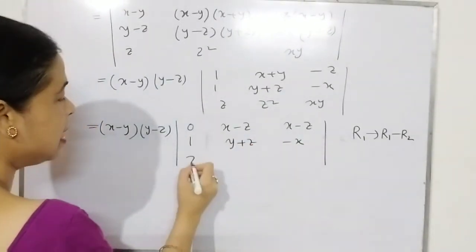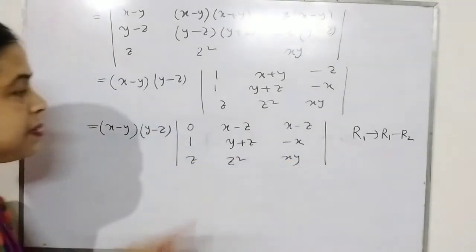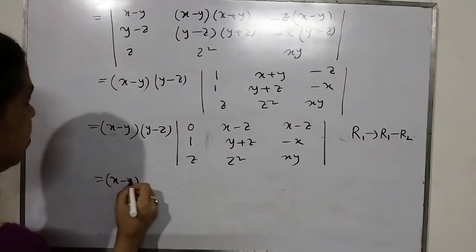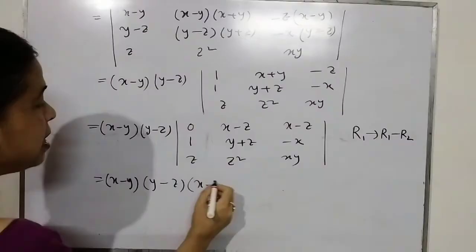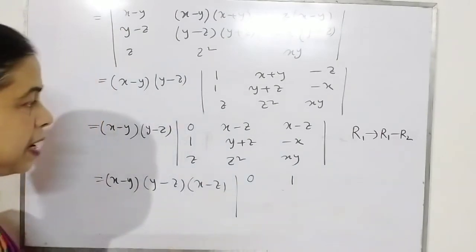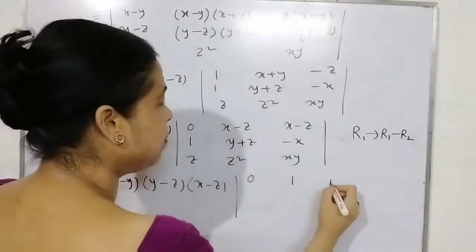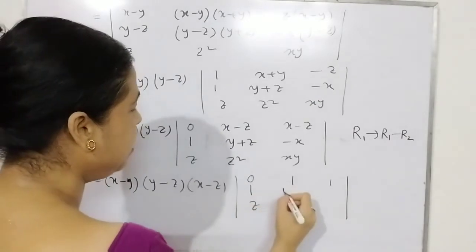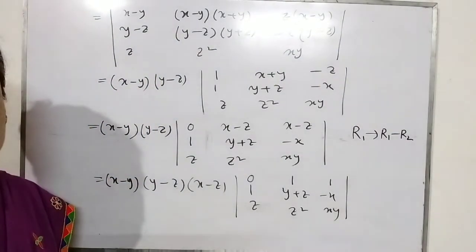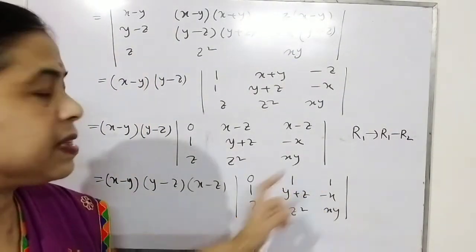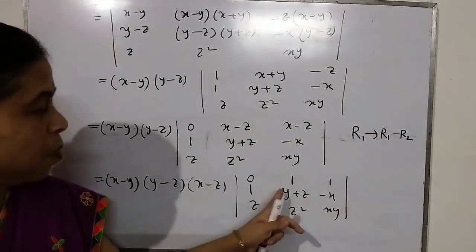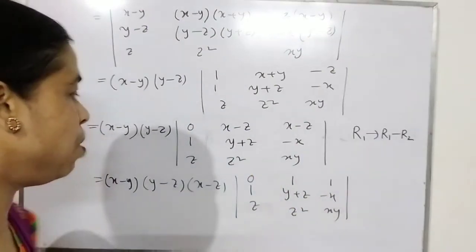Y plus z minus x, z square, xy. Because I have seen here x minus z is coming common, I'll take common x minus z. This is x minus y, y minus z. Taking x minus z common, what will we have? 0, 1. This is x minus z I can take common. So here what do we have? 1. This is 1, z. Y plus z, z square minus x, xy. Again I see that these two will give you 0. So I will apply the property again. What will we do? Column 1 is present in column 2, so column 1 minus column 2 we will apply.